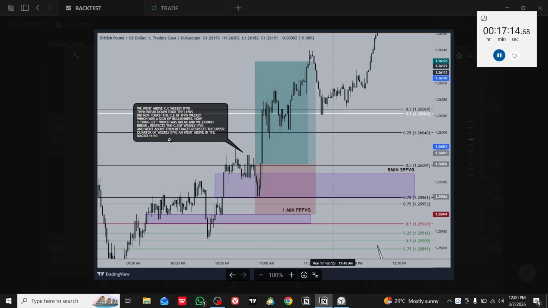To see more. We went above the C of the weekly area, but then broke down, took the lows, and did not touch the C of the weekly IFVG. Okay. Weekly, which was a sign of bullishness. Now one thing left, which was break, and we expanded. Okay, and that broke market structure, and then respected the C of the weekly IFVG, and went above, then traced into the upper quarter of the weekly macro.